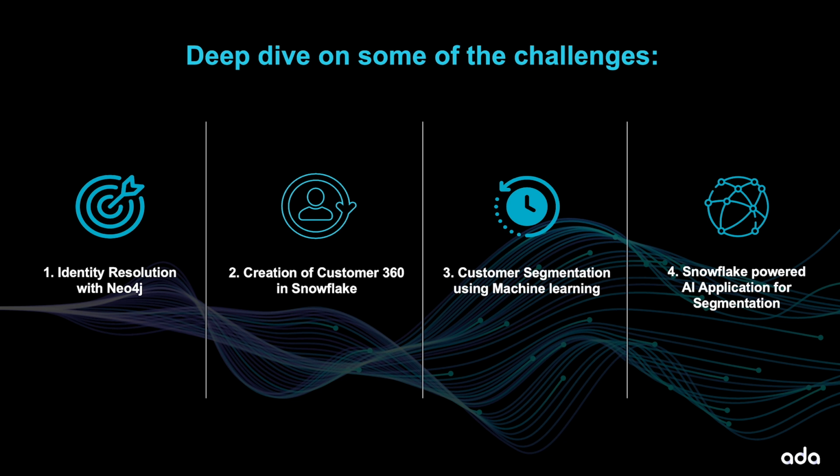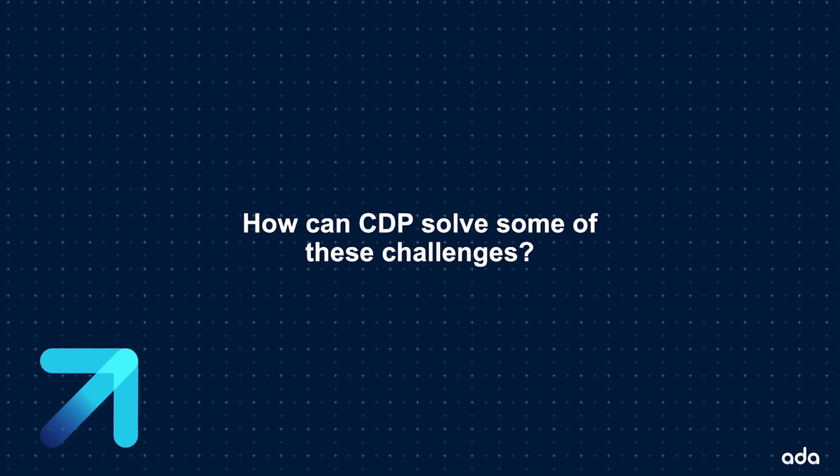The third challenge is leveraging machine learning capabilities for customer segmentation, since we need advanced algorithms to gain deeper insights from customers. The fourth is AI-powered applications for segmentation, without which experimentation and targeting cannot be executed quickly. So how can a CDP solve these challenges?